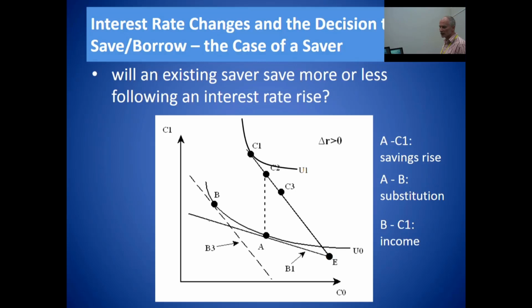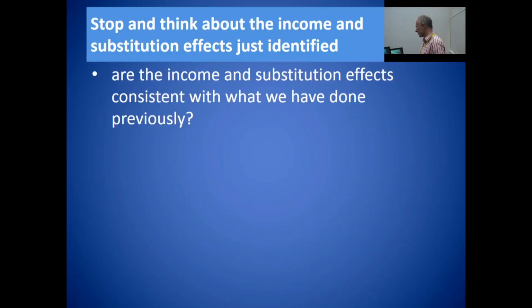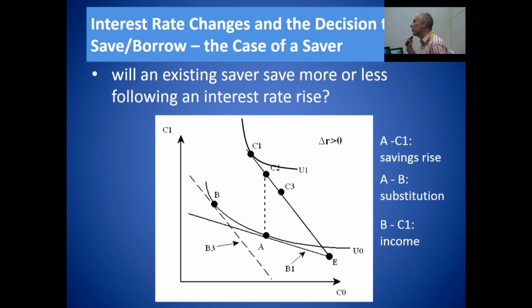So back to our hard and fast rule. A saver affected by an increase in the rate of interest will always remain a saver. That saver, who remains a saver, will always be better off. But whether they save more or less will depend upon the relative magnitudes of the income and substitution effects.